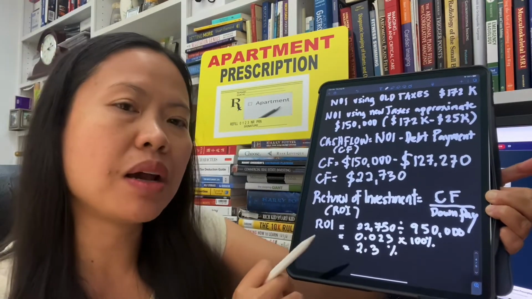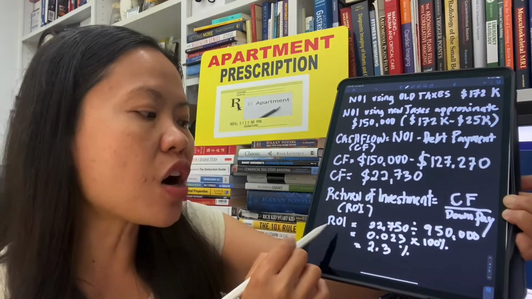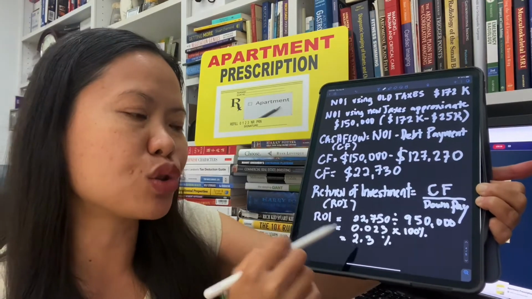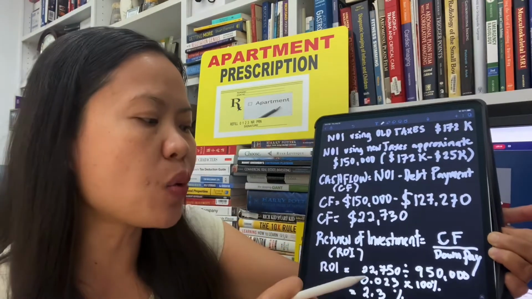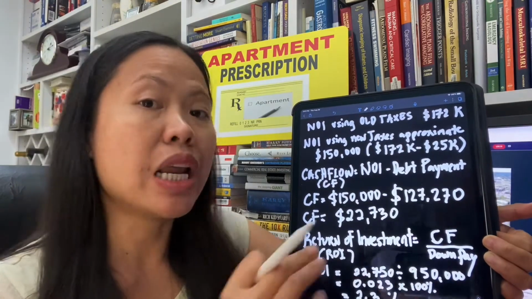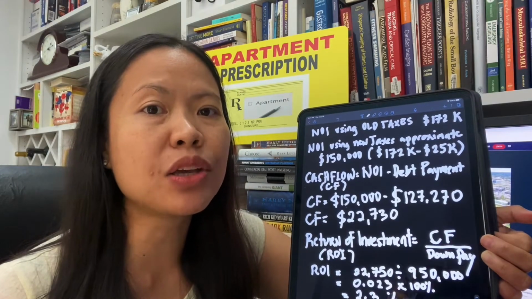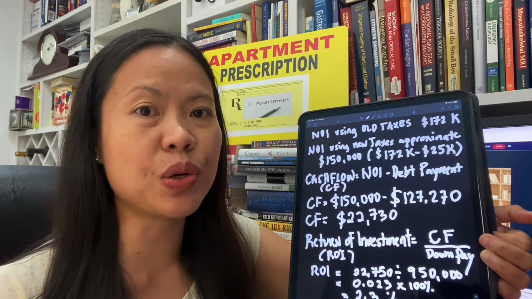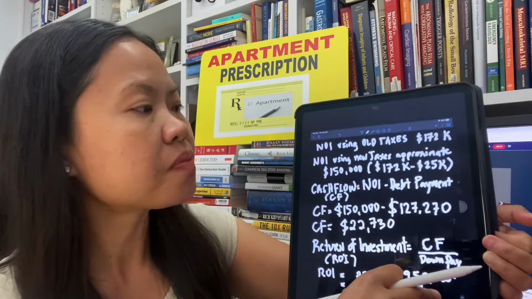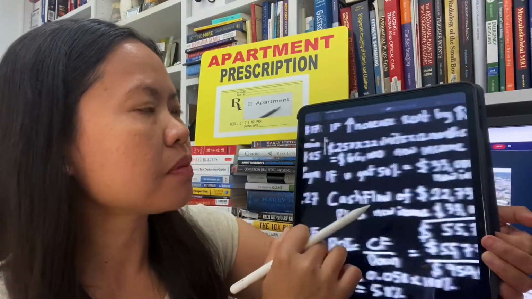Now, why do we multiply it by 100? To get a percent. So our ROI is 0.023 times 100 equals 2.3%. An ROI of 2.3%, but that's really very small. Now, if you put your money in the bank, your interest is what? 0.01. So that's why it's good to invest in cash flowing properties.